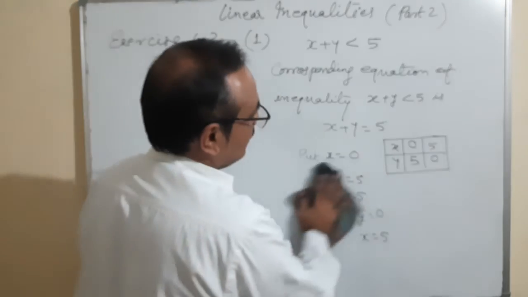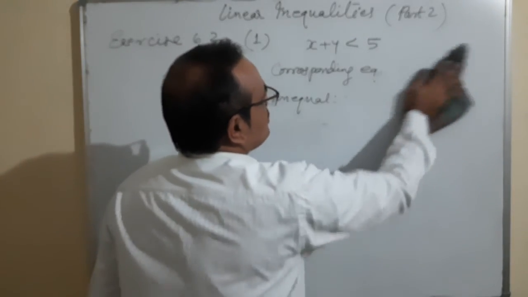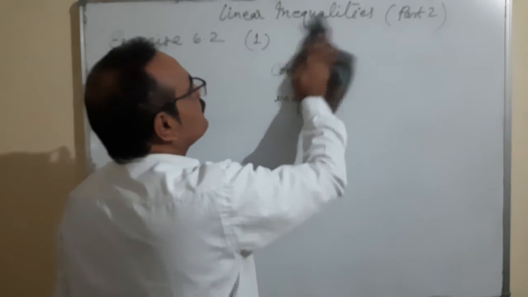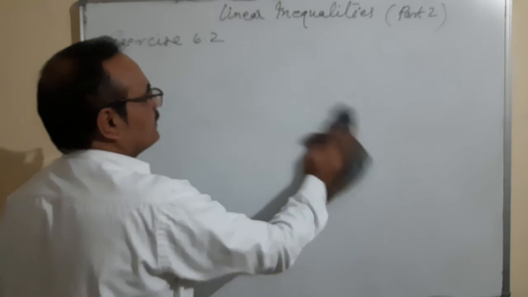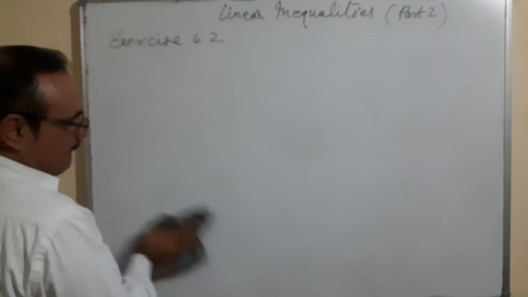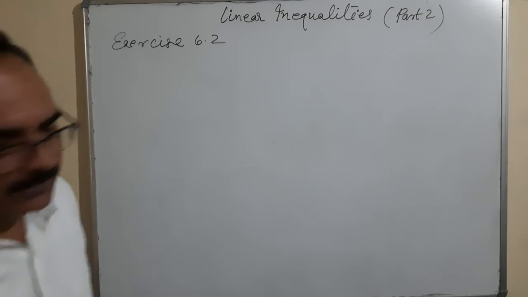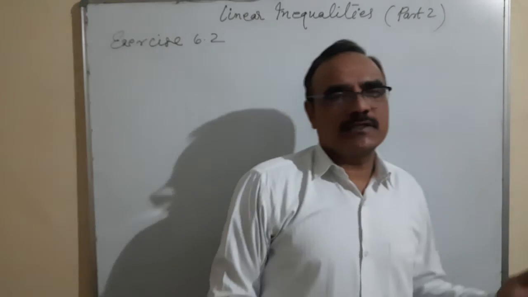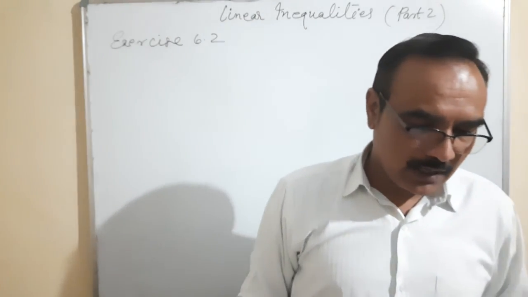Now let us take another question. So what is the working rule of it? First of all, we'll have to find the corresponding equation of the given inequality. Okay, and on the graph paper we represent a line, and let us see which portion is there on the left of the line, right of the line, upside of the line, downside of the line, or on the line.